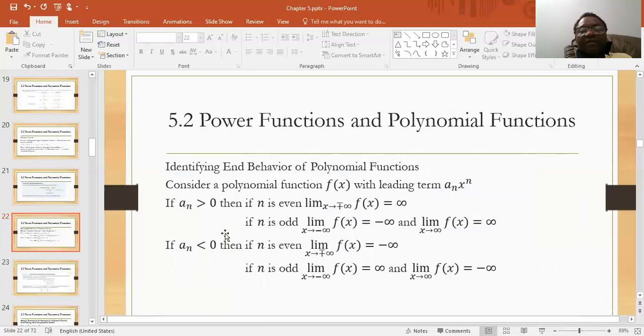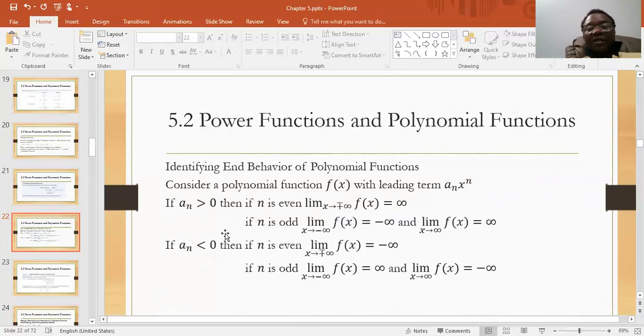So how do we identify the end behavior of a polynomial function? That is, as x tends to infinity, what happens to the polynomial? If an is positive and the degree n is even, then the limit for both negative and positive infinity will be infinity. If n is odd, the limit for negative infinity is negative infinity, and the limit for positive infinity is positive infinity.